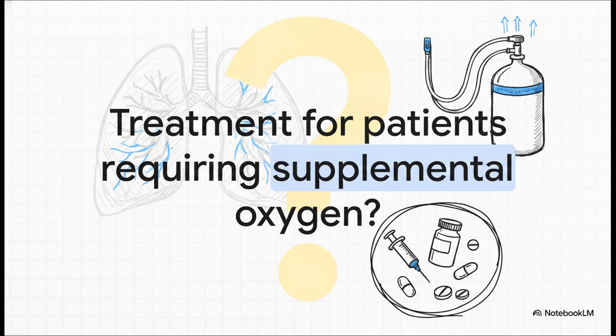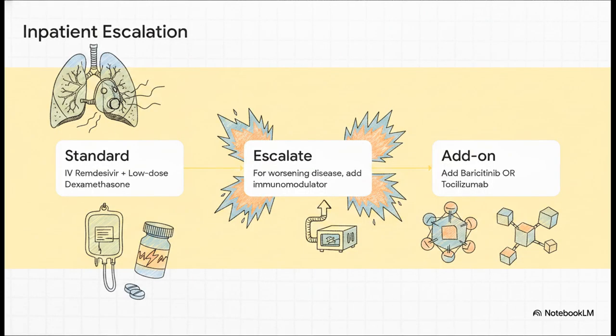What are your immediate moves? The very moment oxygen is required, your standard baseline treatment instantly becomes a combo of IV remdesivir and 10 days of low-dose dexamethasone. The remdesivir fights the actual virus, while the dexamethasone reduces the cytokine-mediated lung damage. But what if they continue to crash? If they suddenly need high-flow oxygen or a mechanical ventilator, or if their inflammatory markers just skyrocket, you've got to escalate. You step up by adding a powerful secondary immunomodulator, and you'll specifically choose either baricitinib or tocilizumab.